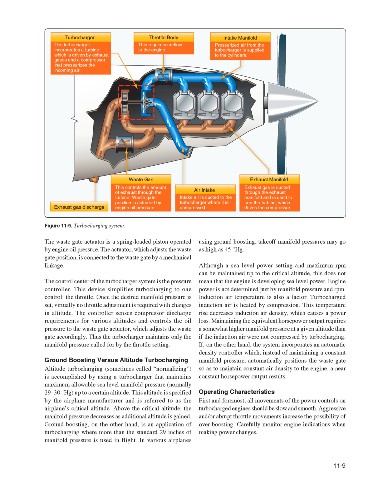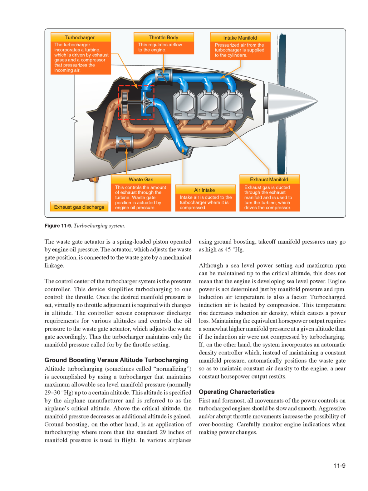The control center of the turbocharger system is the pressure controller. This device simplifies turbocharging to one control, the throttle. Once the desired manifold pressure is set, virtually no throttle adjustment is required with changes in altitude. The controller senses compressor discharge requirements for various altitudes and controls the oil pressure to the wastegate actuator, which adjusts the wastegate accordingly. Thus the turbocharger maintains only the manifold pressure called for by the throttle setting.